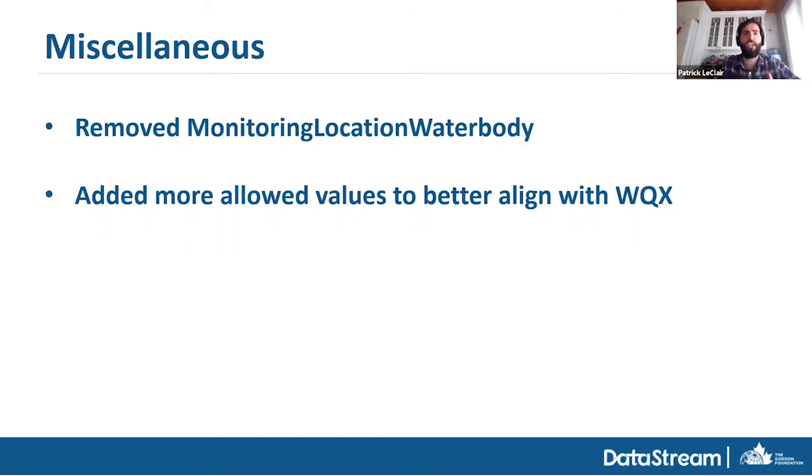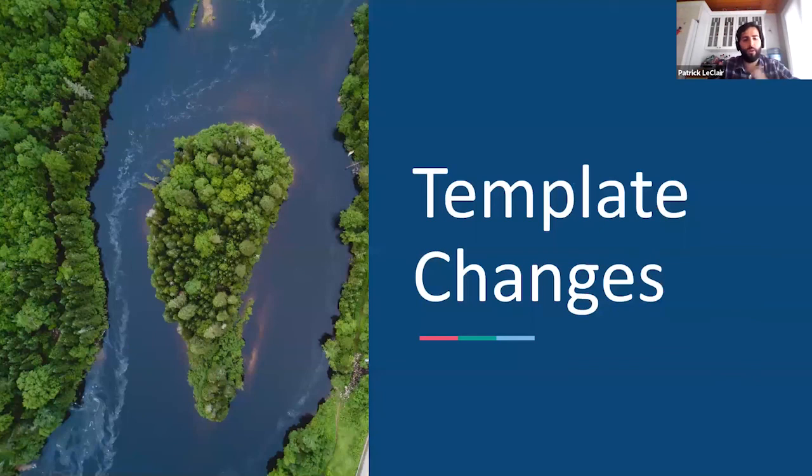So that's all the schema changes. Again, the main ones were the activity media name and some columns now being required that weren't before. But the major thing here is the template. So how is this going to affect you when you go to input your data?